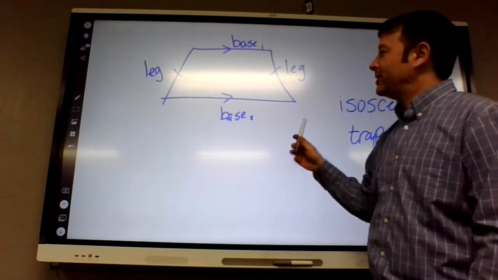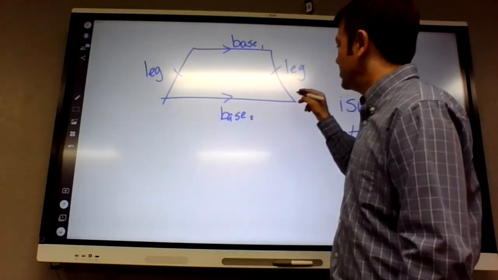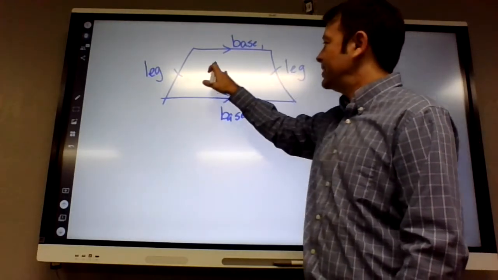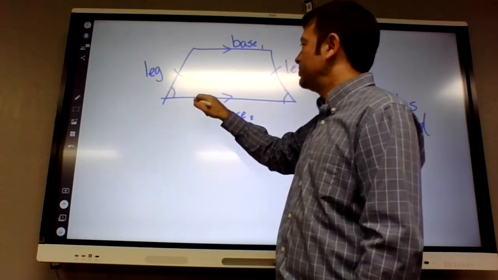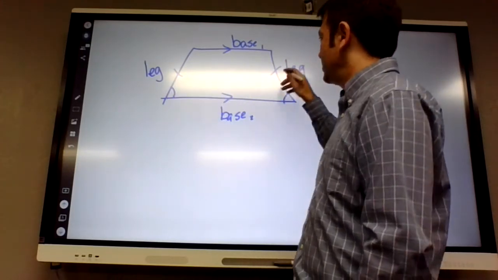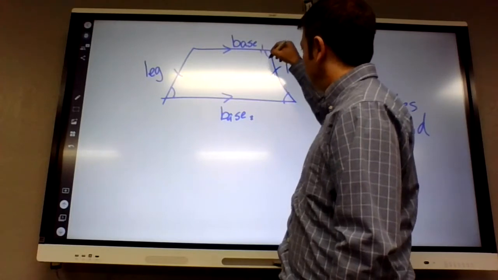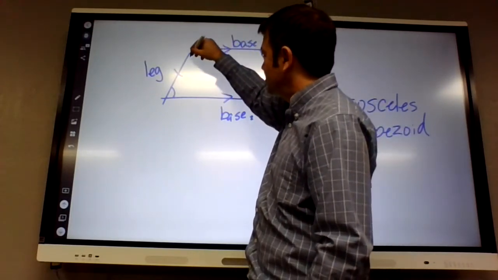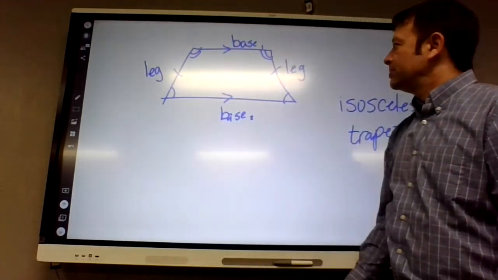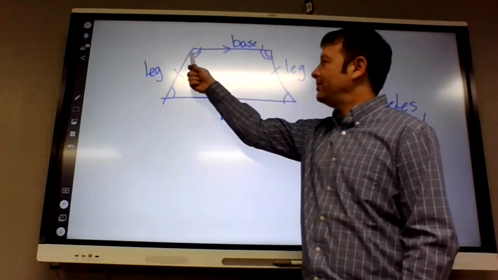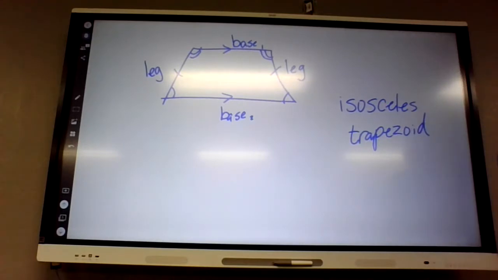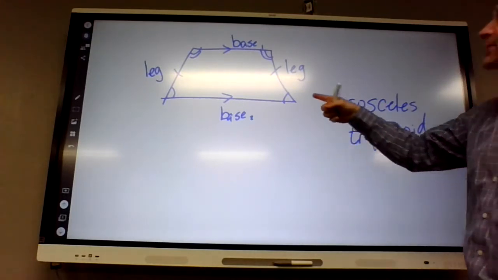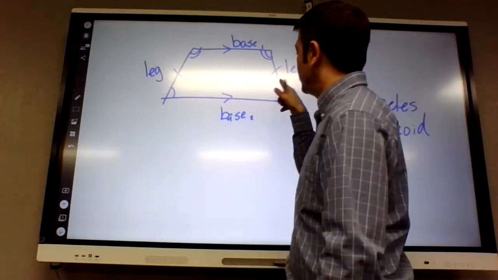Well, it turns out in an isosceles trapezoid, the same thing is true. If these two legs are the same, then the base angles have to be the same. Not only are these the base angles, these are also base angles, because there's a base up there also. So these two are the same, and these two are the same, only in an isosceles trapezoid. See how they look the same? They are the same.